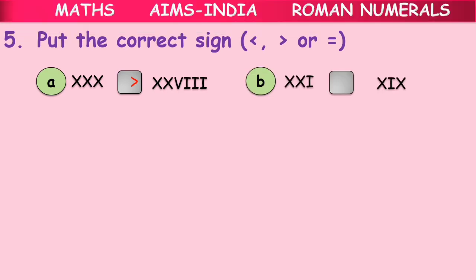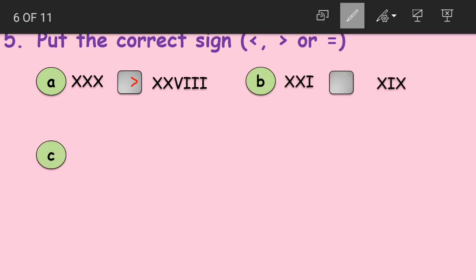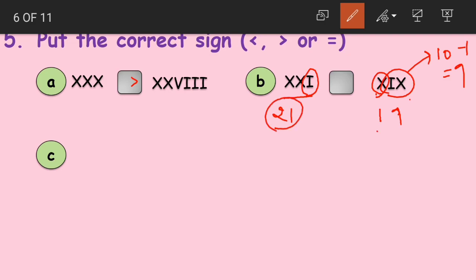Okay, moving on to the next question. XXI and XIX. Now XX is 20. Then we have I, which is 1, 21. Now coming to XIX, X is 10 and IX is equal to what, children? IX is 10 minus 1, which is equal to 9. So 10 plus 9 becomes 19. Now which of the both is the greater number? 21 or 19? Yes, 21. So open the mouth towards 21.